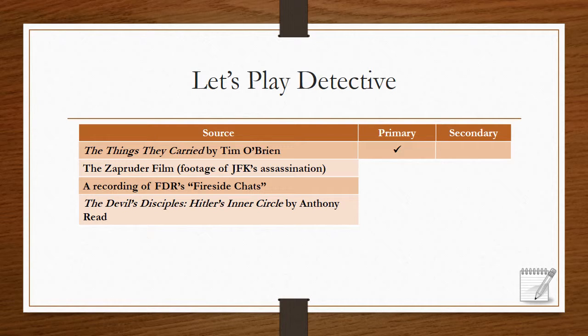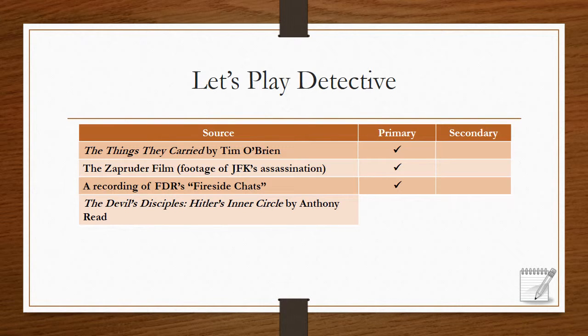Our next source is the Zapruder film, which is footage of JFK's assassination. This is also a primary source because this is live footage of the event happening. Our third is a recording of FDR's fireside chats. And since this is a recording of him actually giving his fireside chats, this is also a primary source.